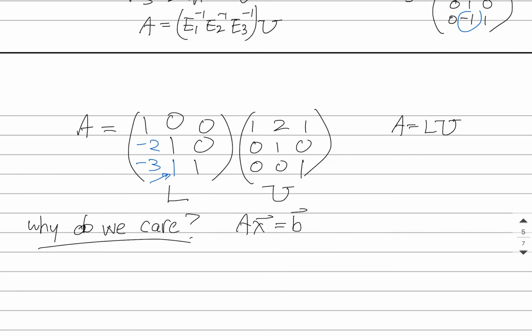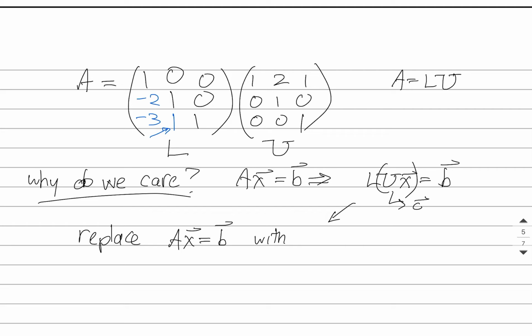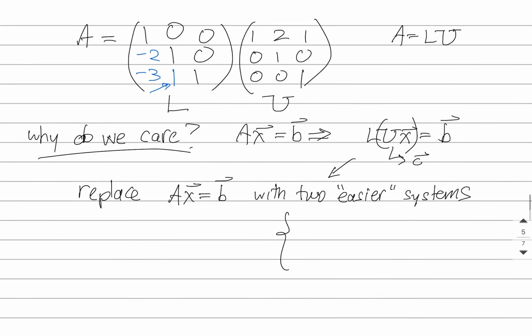What we do is make the following replacement. Now that we have this LU factorization, we can write our system like this, and we make a substitution. We're going to call this thing vector C. So effectively, we are going to replace one potentially complex system with two easier systems. And the two easier systems are the following.